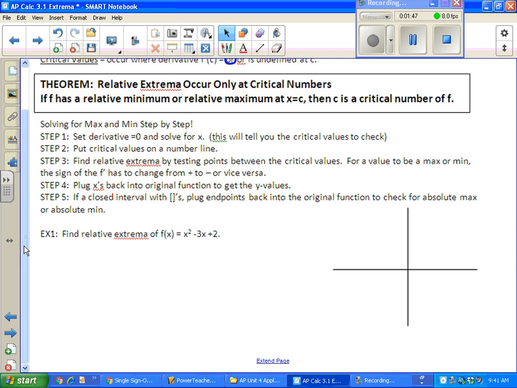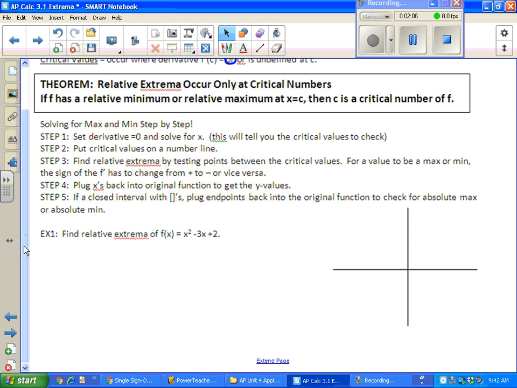All right, so we're going to set the derivative equal to 0 and solve for x. This will only tell you the critical values to check. I may have 5 critical values, but there can only be one highest and lowest point, right? Only 2 of them may apply, but at least I know what numbers to check. Put the critical values on a number line.